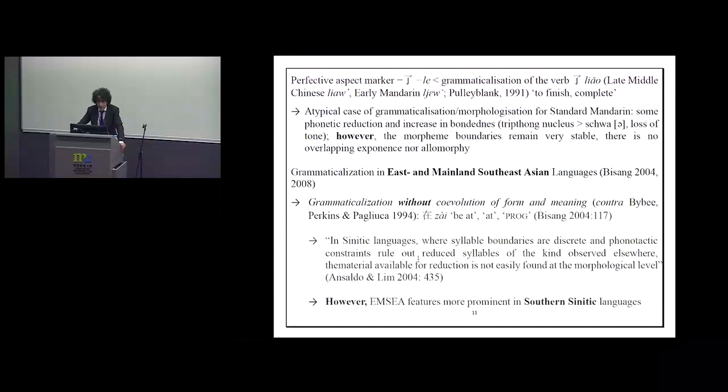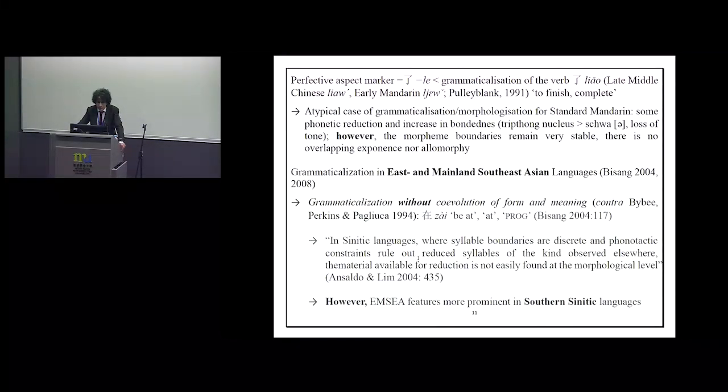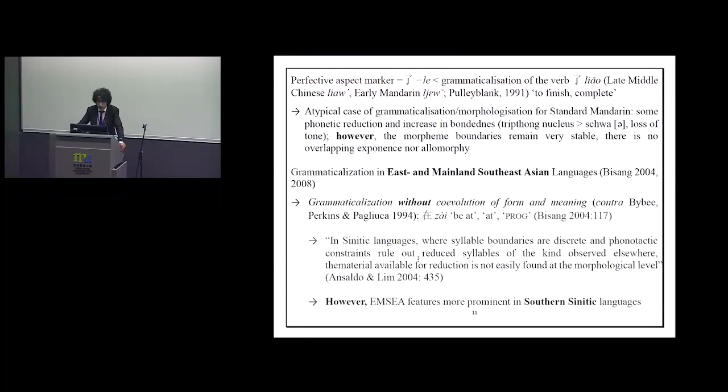Even when you have grammaticalized items, one of the best examples would probably be the perfective aspect marker le in Mandarin, which, as we know, comes from the grammaticalization and reduction of the verb liao, to finish. You see some kind of reduction, but even with this reduction, the morpheme remains very stable, and this le appears in exactly the same shape in every word. So you don't have allomorphy at all.